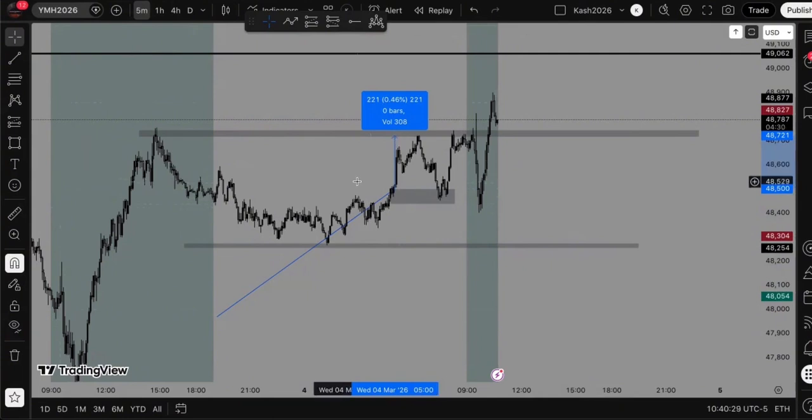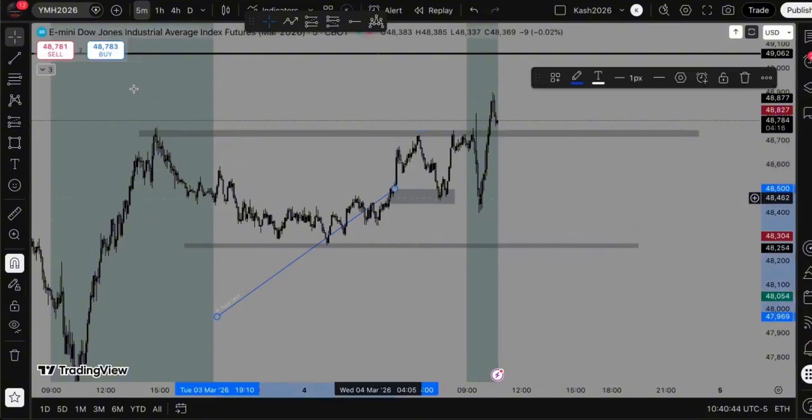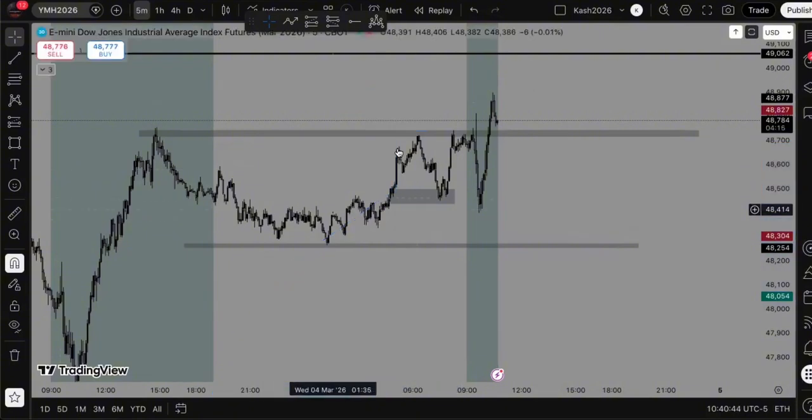Now, if you're using the right contract size, this could be an easy 5K, 10K day. This is an easy 1K day if you're using 2 to 3 contracts. All right. So 200 points is a lot. See that right there? Easy.